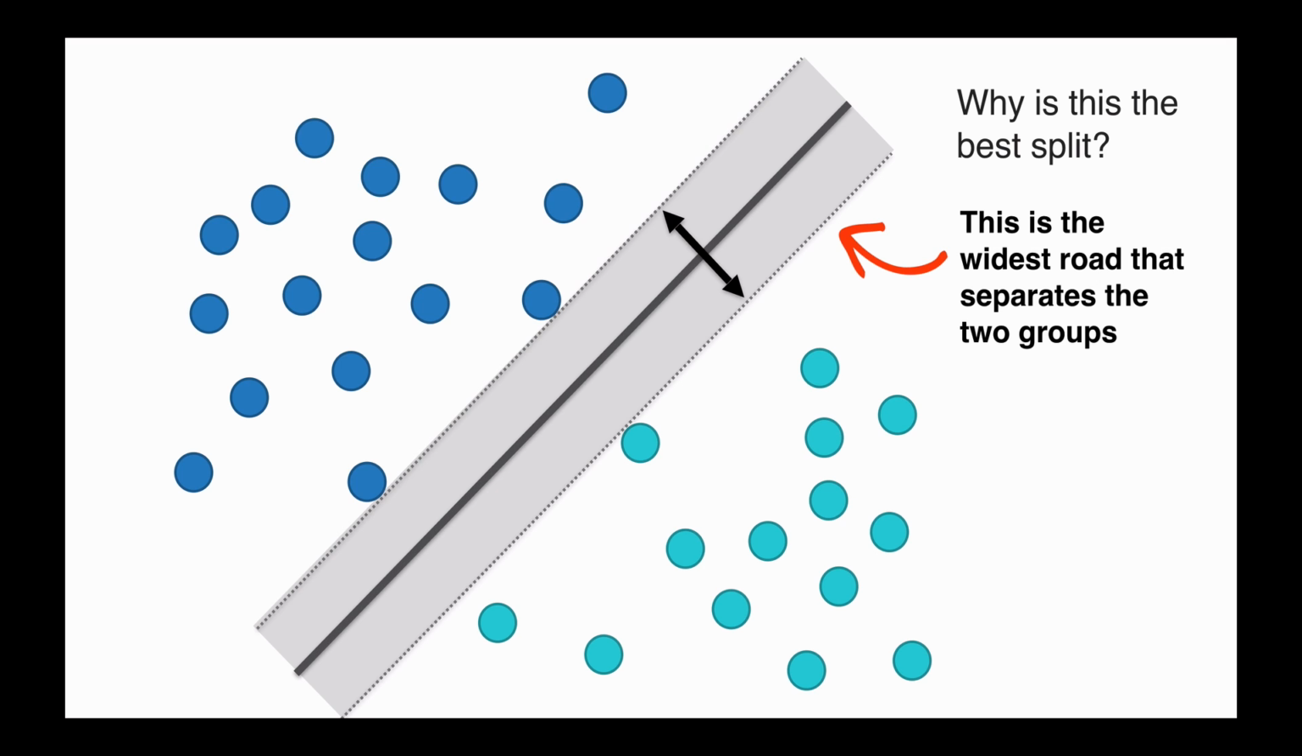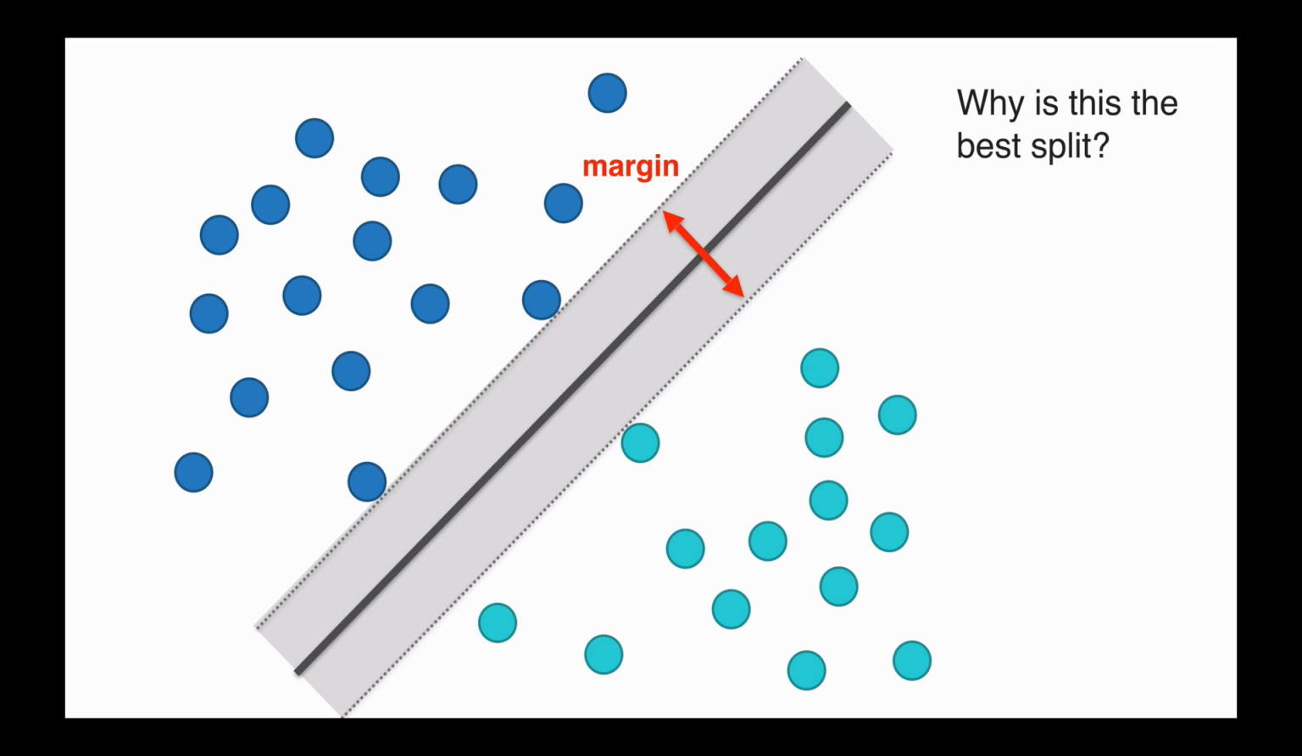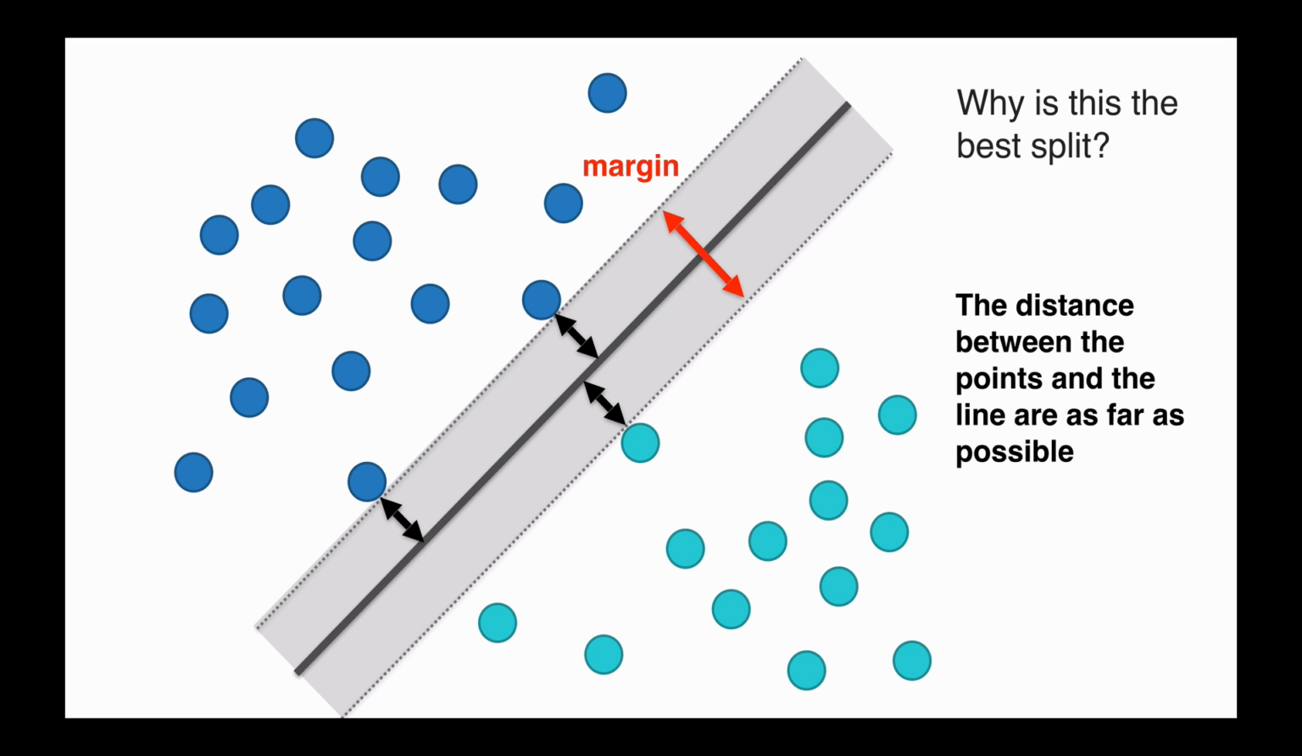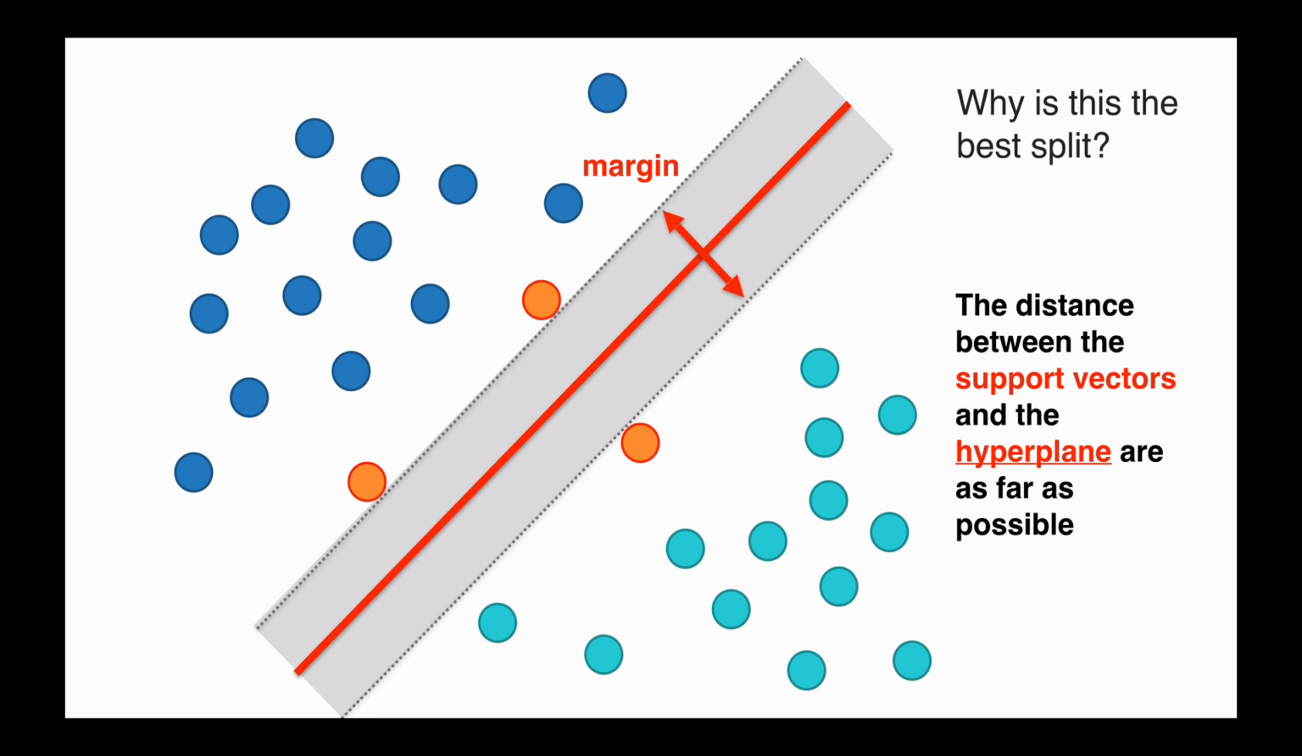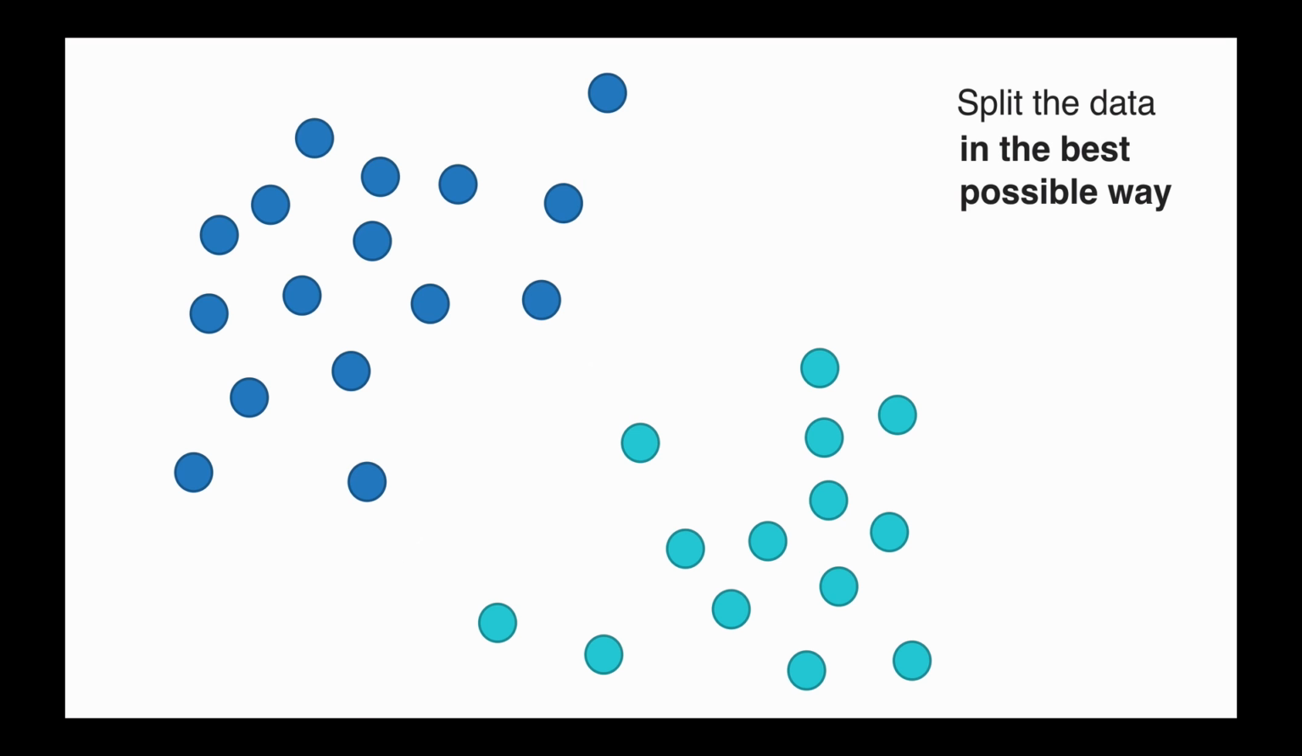So let's add in some more technical terms now. Instead of saying this is the widest road that separates the two groups, we can say that this is the widest margin that separates the two groups. Another way to say this is the distance between the points and this line is as far as possible. Again, these points here can also be called support vectors, and this line here can be called the hyperplane. Okay, so those are all our technical terms.